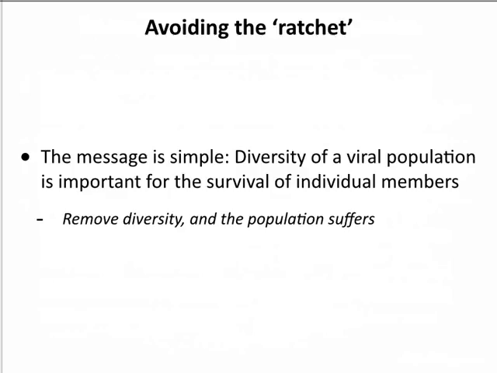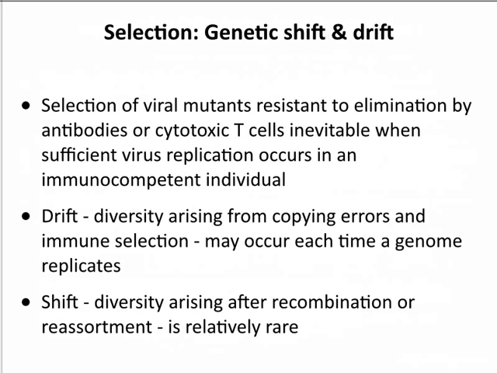So this is really providing additional support for the idea that the quasi-species is really important for virus survival. Diversity is essential, and if you remove diversity either by Muller's ratchet type of experiment or by reducing the fidelity of the polymerase, the population suffers and it can't survive. And that's why this property of high mutation rate has been maintained in all the eons of virus evolution.